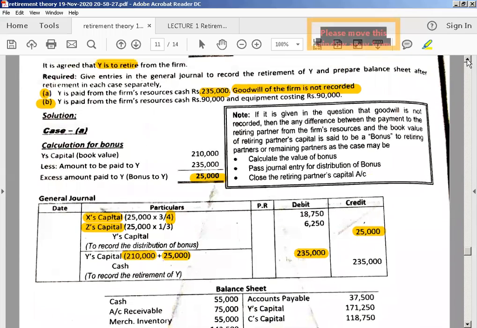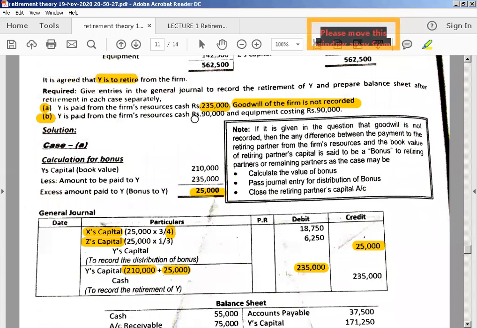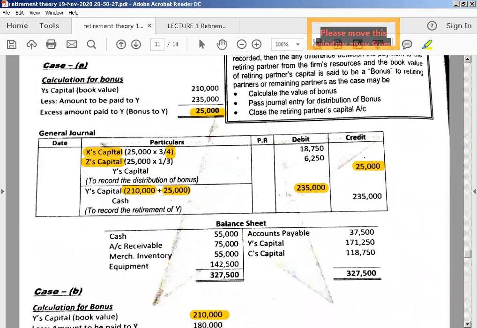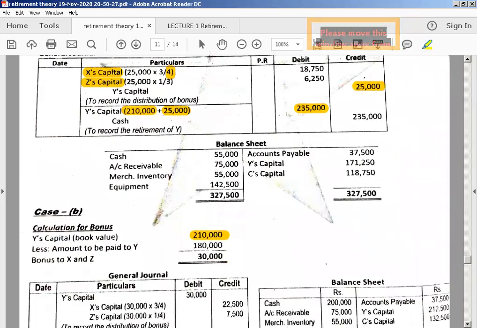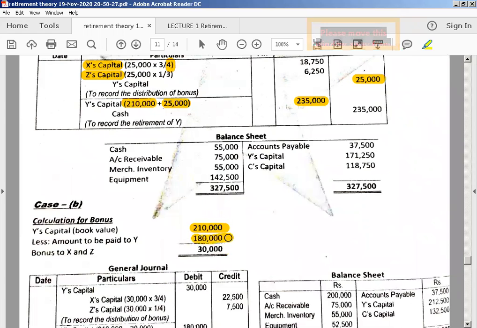Case B जरा आपके साथ एक दफा पढ़ तो लूं. Y is paid from the firm resources 90,000 cash, 90,000 cash लेके जा रहा है और equipment की cost भी 90,000 है. So cash 90,000, equipment 90,000, your total amount is 180. ठीक है बेटे. नाउ उसका अपना कैपिटल कितना है? 210. फर्म से लेके जा रहा है 180.